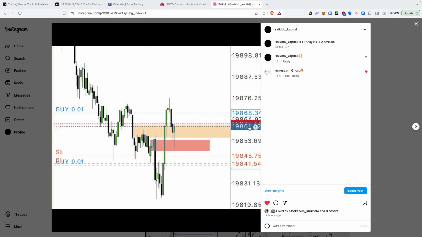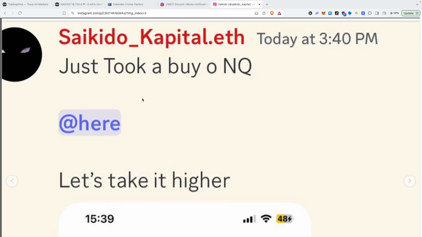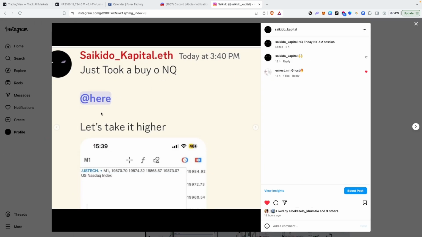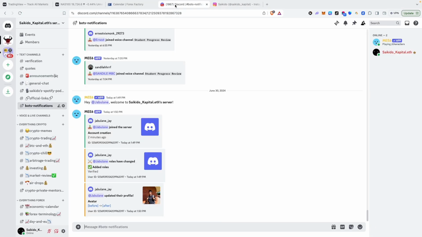Then I always announce on my Discord, be part of the community, guys. I just took a buy on NQ. Yeah, let's take it higher. I just did that as soon as I took this position, because I knew that there was another entry incoming.